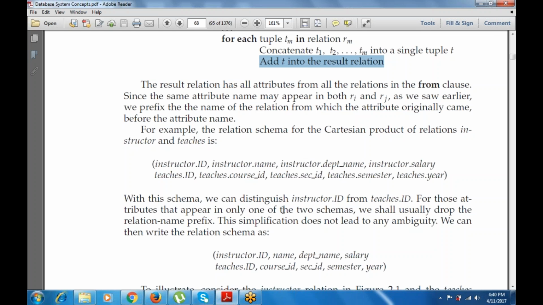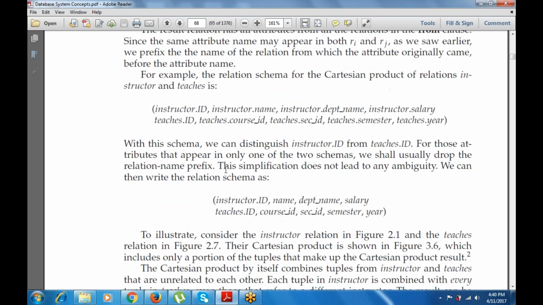And for those attributes that appear in only one of the two schemas, we shall usually drop the relation name prefix. This simplification does not lead to any ambiguity. We can then write the schemas as instructor.ID, name, department name, salary, then teaches.ID, course ID, section ID. That means we use the dot operator with instructor only one time; the next time again we use the dot, not with each and every one, but only one time.